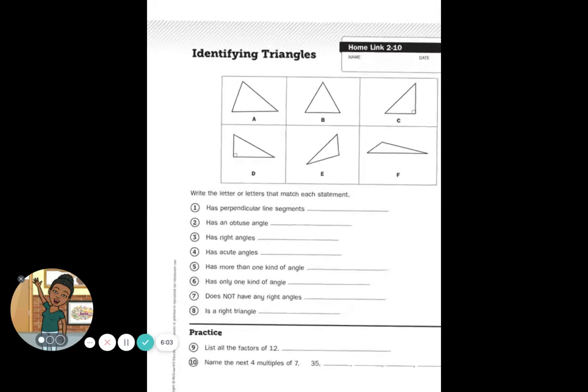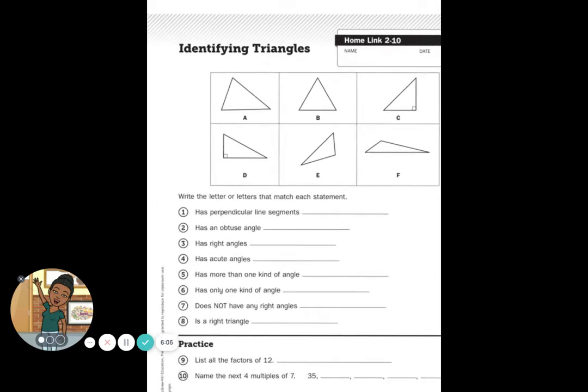So the instructions say write the letter or letters that match each statement. This is kind of like a riddle or a series of riddles where you have to look at these 6 pictures and ask yourself, does that triangle match this descriptor?